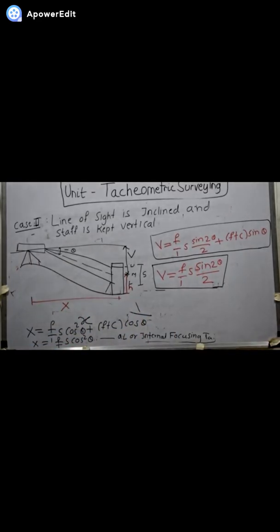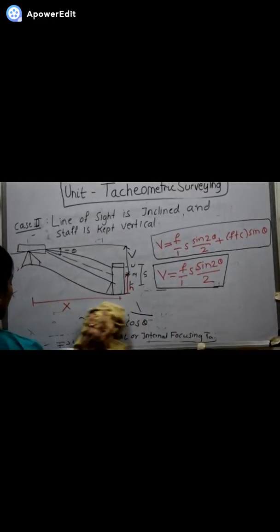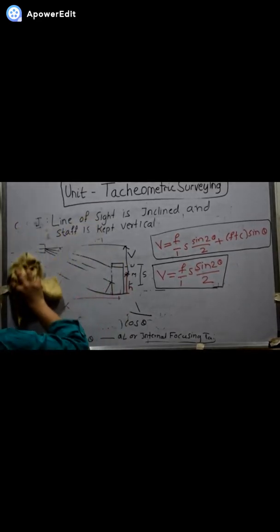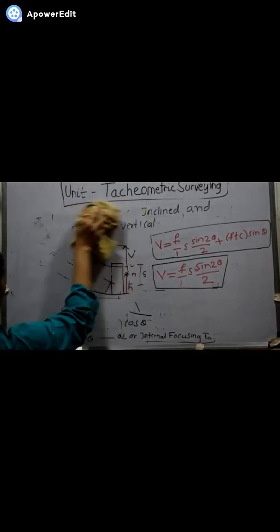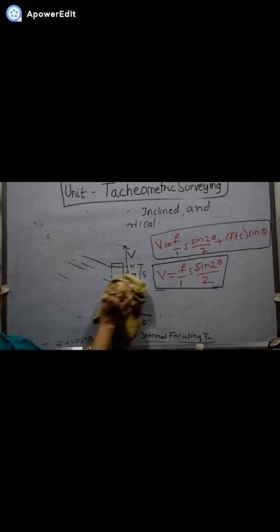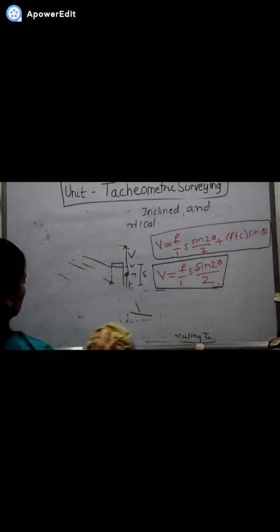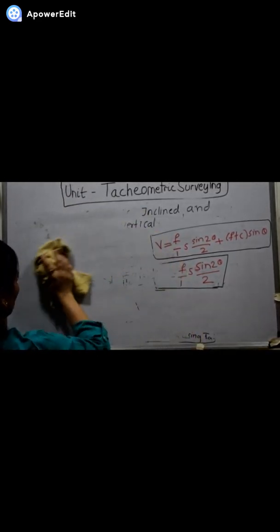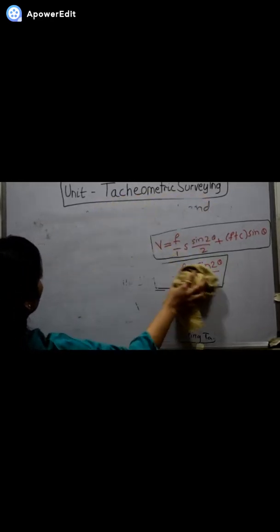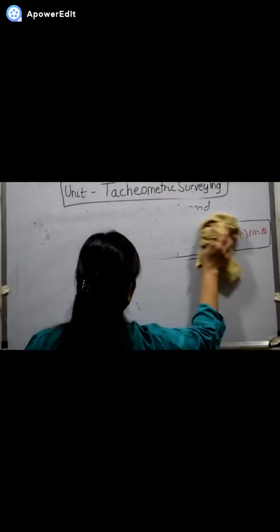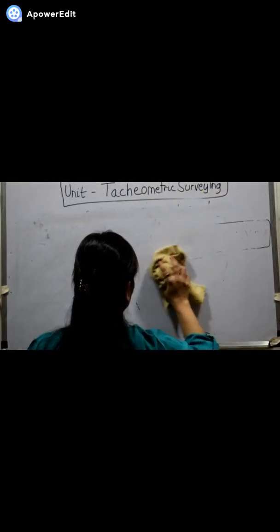Okay, now we are going to see the problems based on these two cases. We will see different types of problems, three types basically. One, where there is elevation as well as depression, only elevation, and only depression. So these three types of problems I am going to solve for you in this session, which are usually asked in the university exam.